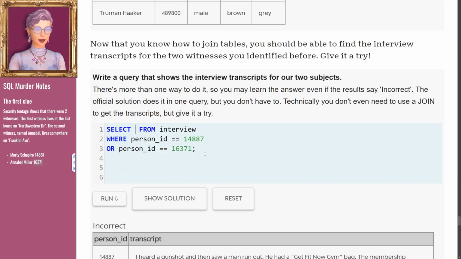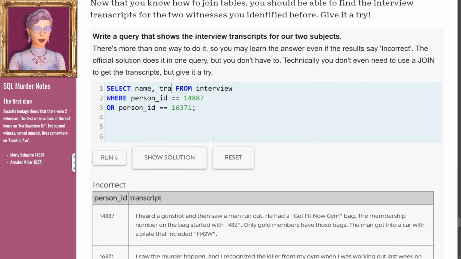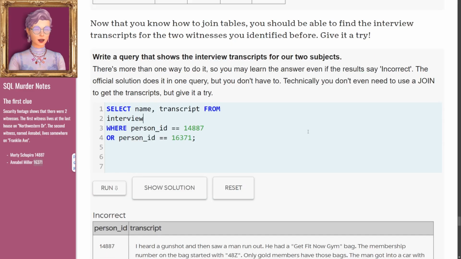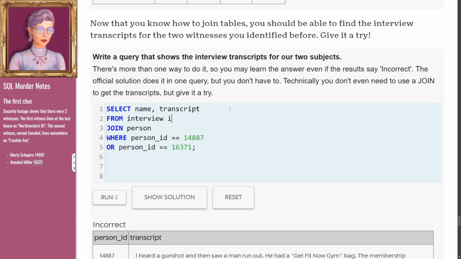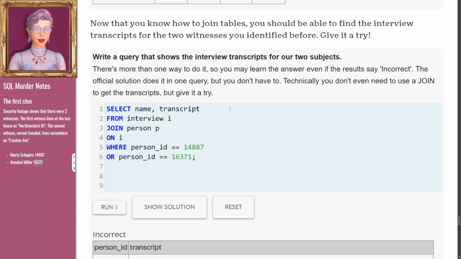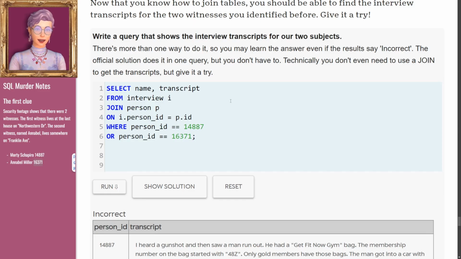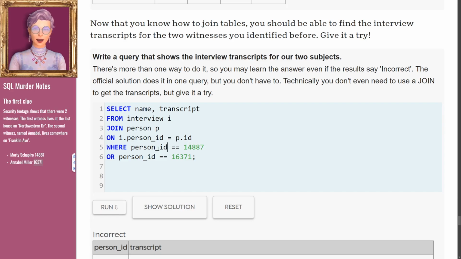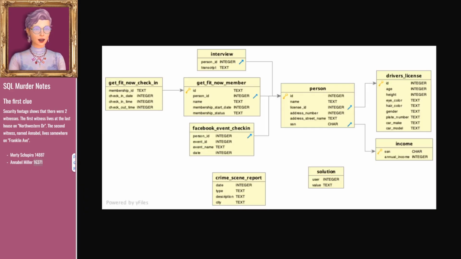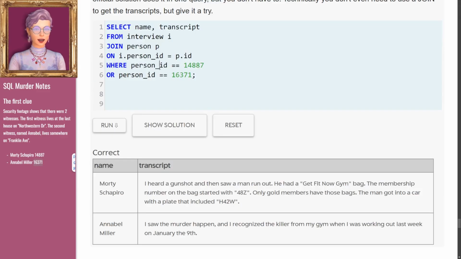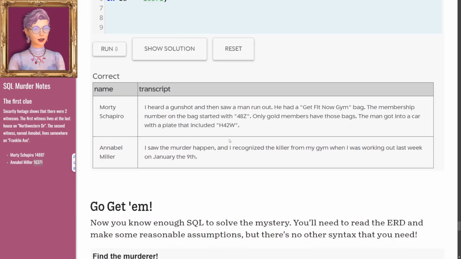Let's try select name, transcript from interview join person, and then we can call them interview I and person P, just to be fancy like they did, on I dot person ID equals P dot ID, where, well, can I still use person ID? Or is it called ID now? Okay, I can use person ID. Can I just use ID? I can! Okay, interesting. Well, that was correct then. So now I have the name and the transcripts for both of our witnesses.